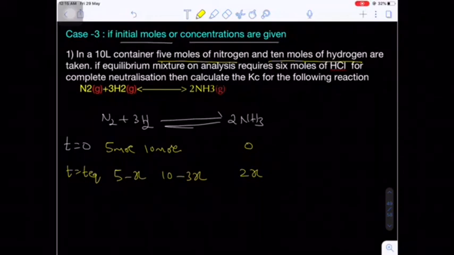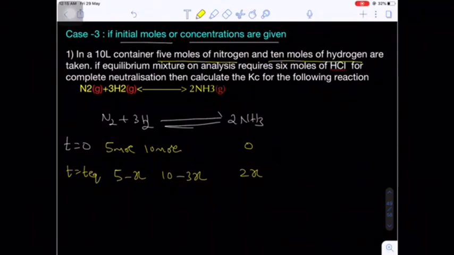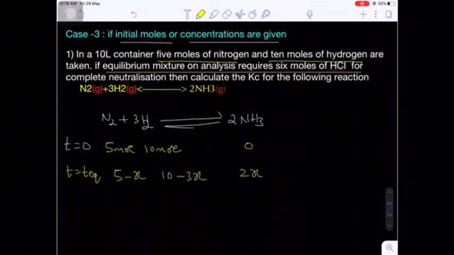Now how to find the x value? Unless we know the x value, it is not possible to calculate the Kc value. To calculate x, there is one piece of information given to you: the equilibrium mixture on analysis required 6 moles of hydrochloric acid. What is the concept of this statement? 6 moles of HCl is used for the neutralization of the mixture. In this mixture, nitrogen, hydrogen, and ammonia are all present.